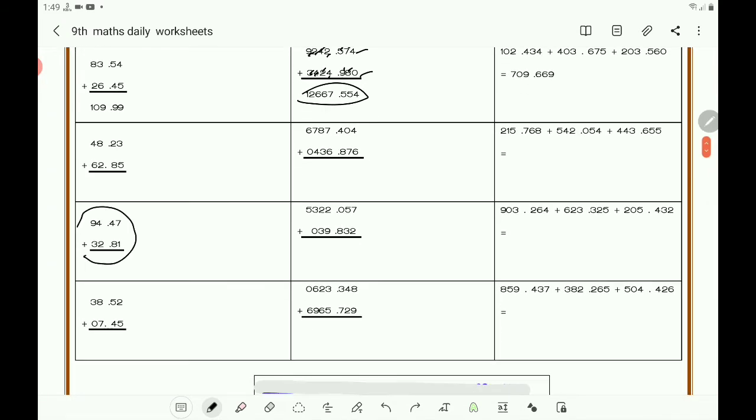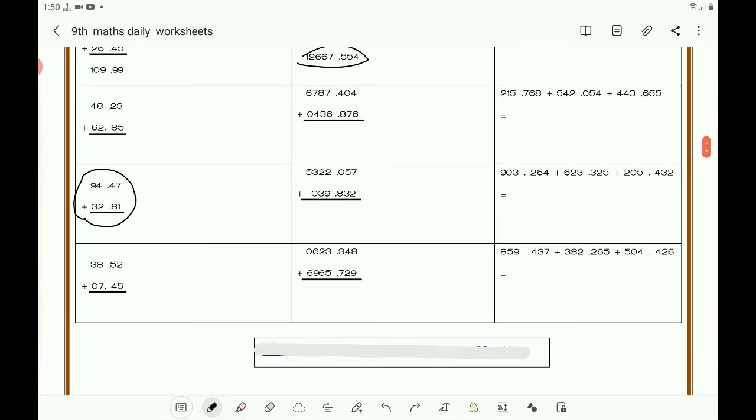Here 94.47 plus 32.81, 5327.057 plus 39.832. Then take all these one below the other and find the sum. What are they? 903.264, 623.325, 205.432. Take one below the other in such a way that the decimal points come one below the other.